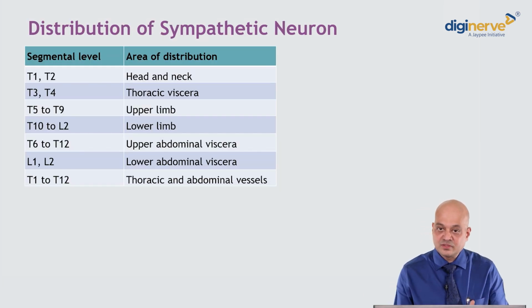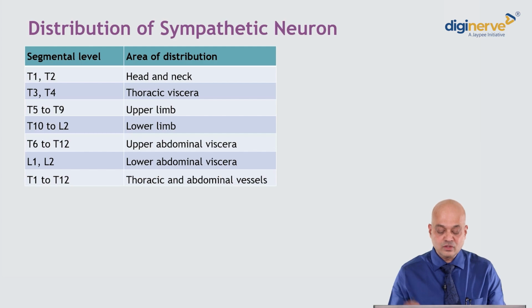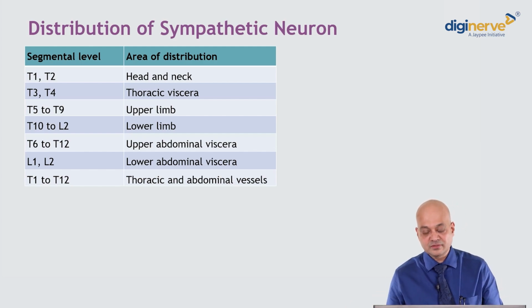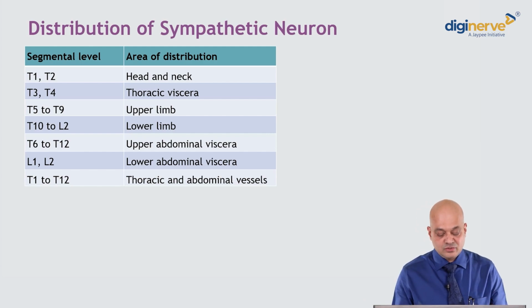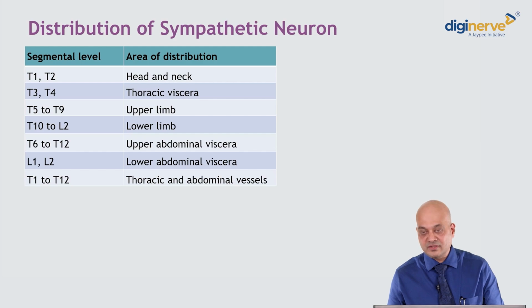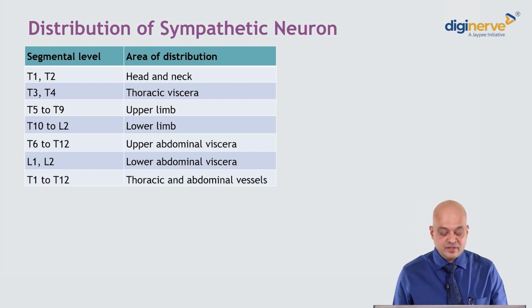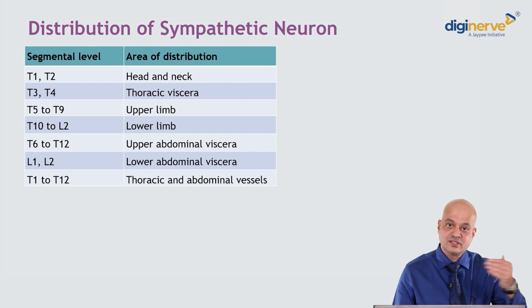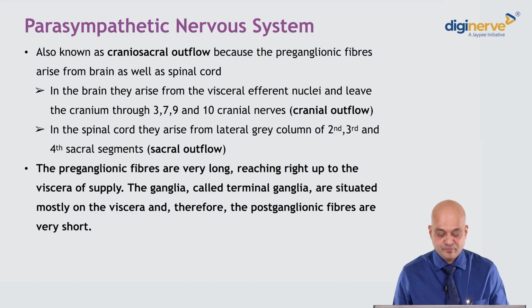The distribution of sympathetic neurons is as per this: segmental level T1, T2, the head and neck; T3 and T4, thoracic viscera; T5 to T9 is the upper limbs; T10 to L2 is the lower limb; T6 to T12 is the upper abdominal viscera; L1, L2 is the lower abdominal viscera; and T1 to T12 overall is thoracic and abdominal viscera, which are innervated by the sympathetic distribution.